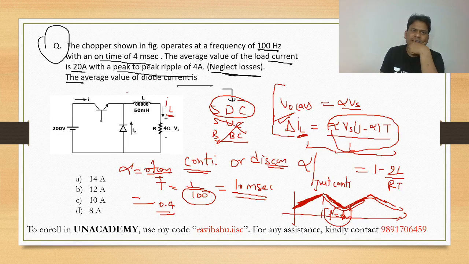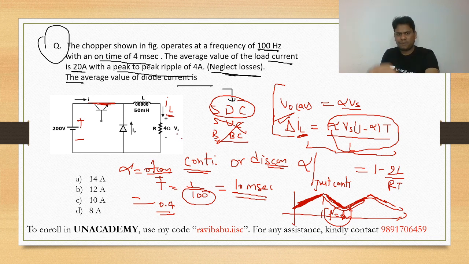Now for the time period of 0.4 T, this chopper is on, and for 0.6 T, this diode is on. Dear friend, please mind it. When this chopper is on, VL inductor will charge. So VL is nothing but 200, or Vs minus this VR.